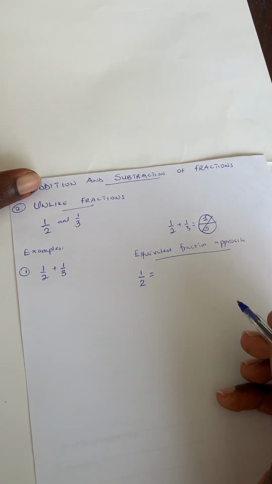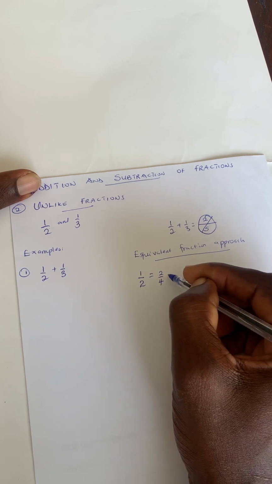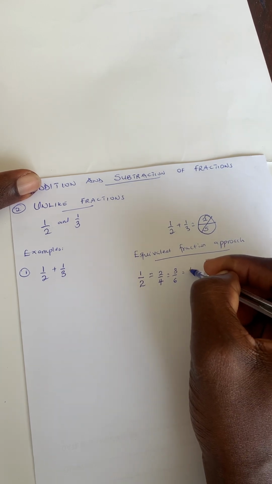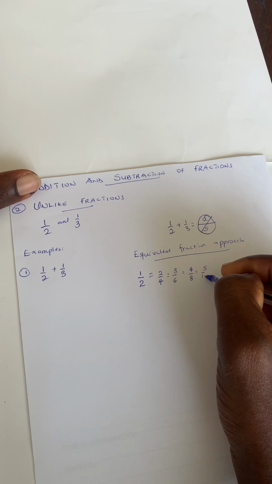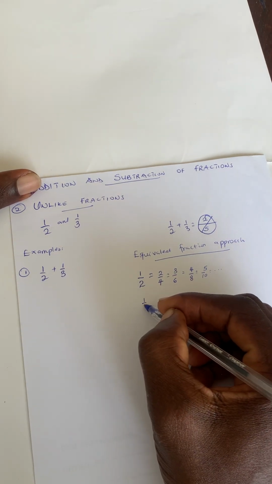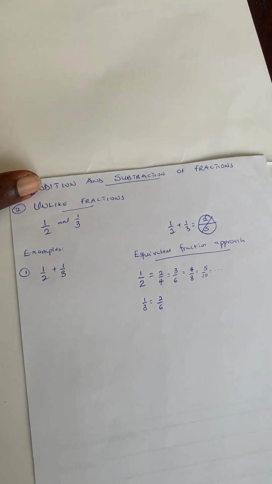So 1 over 2 gives us 2 over 4, 3 over 6, 4 over 8, 5 over 10, and so on. But they move up to infinity. Now let's do that for 1 over 3. That gives us 2 over 6. Now the idea is that we are writing equivalent fractions for each of the given fractions.